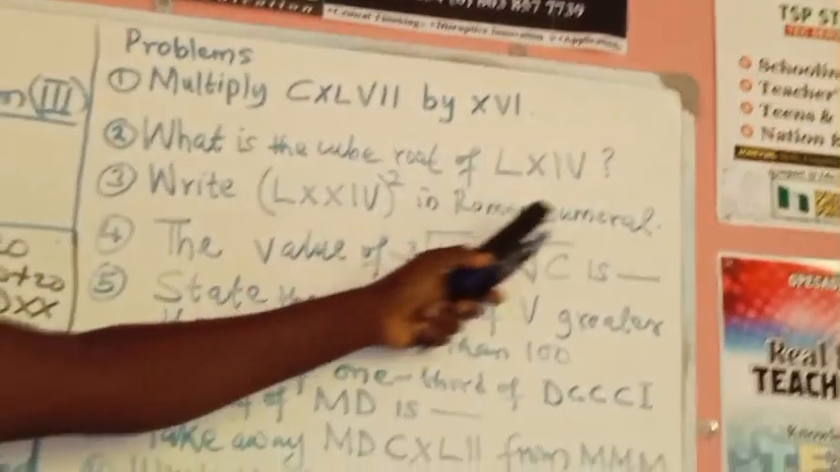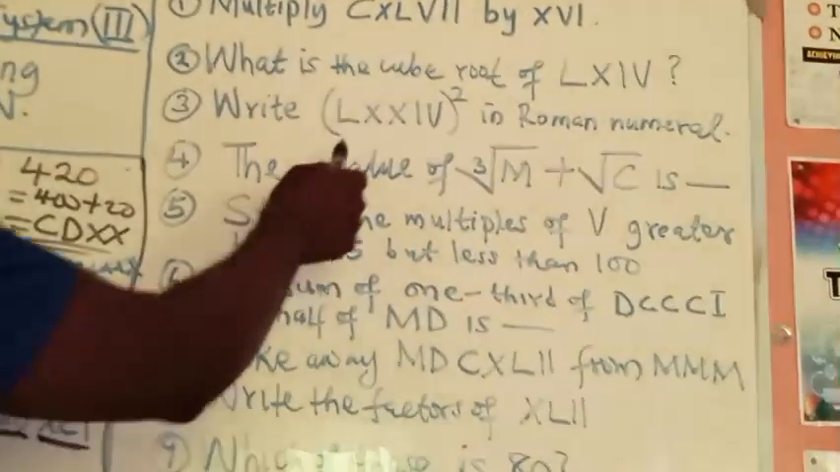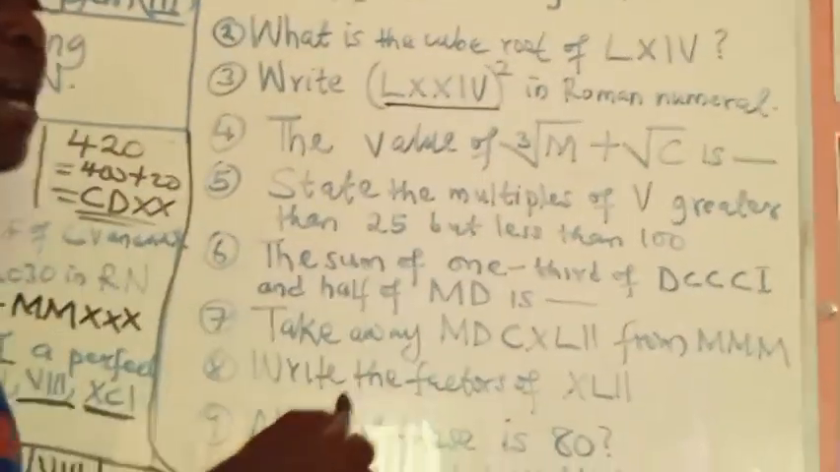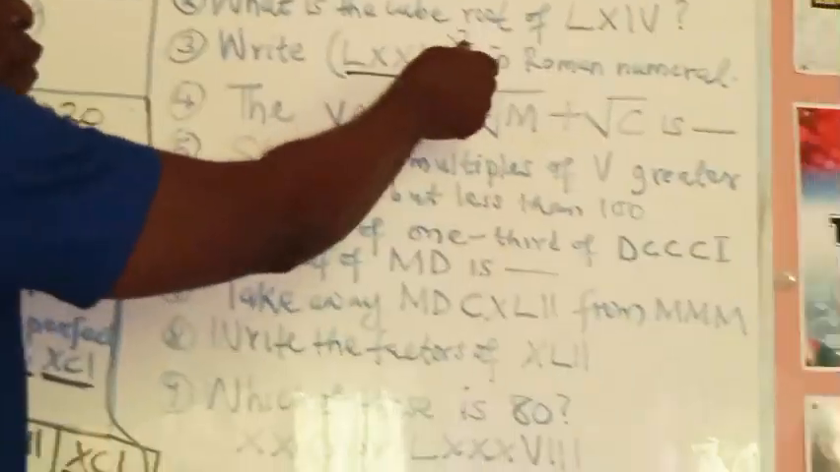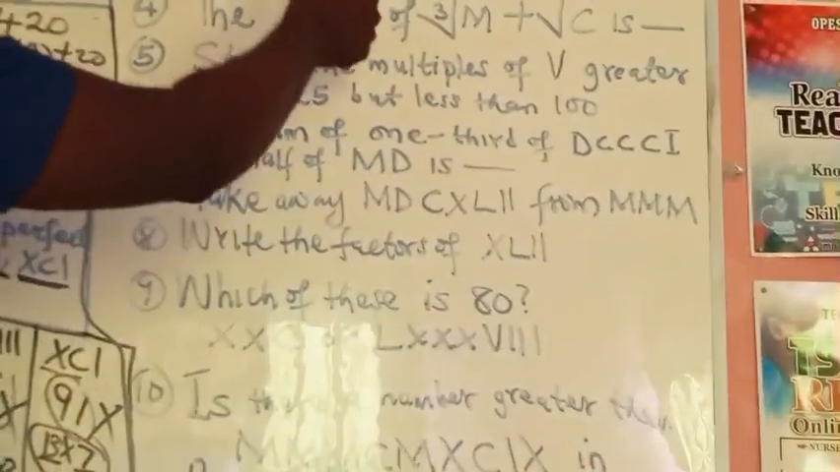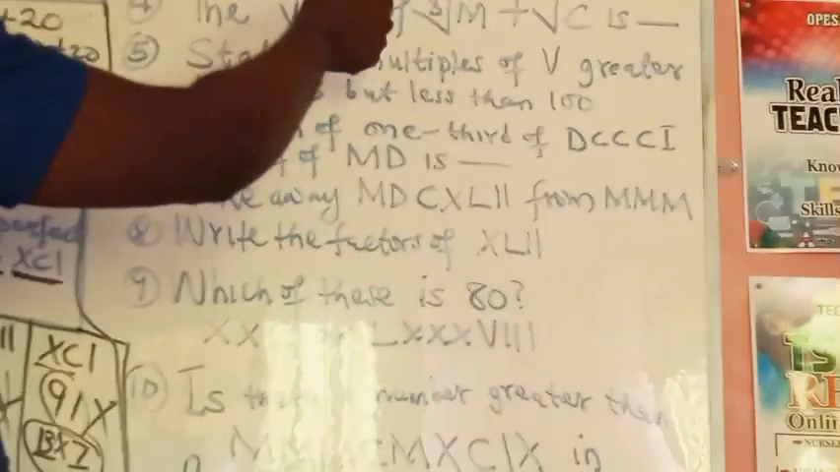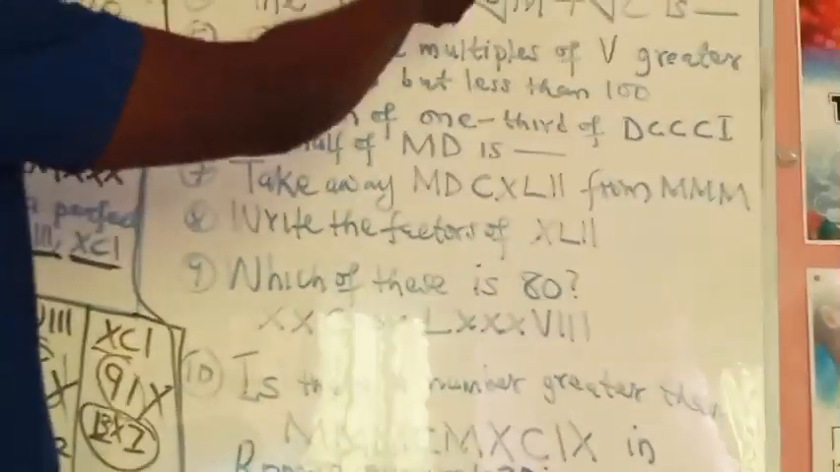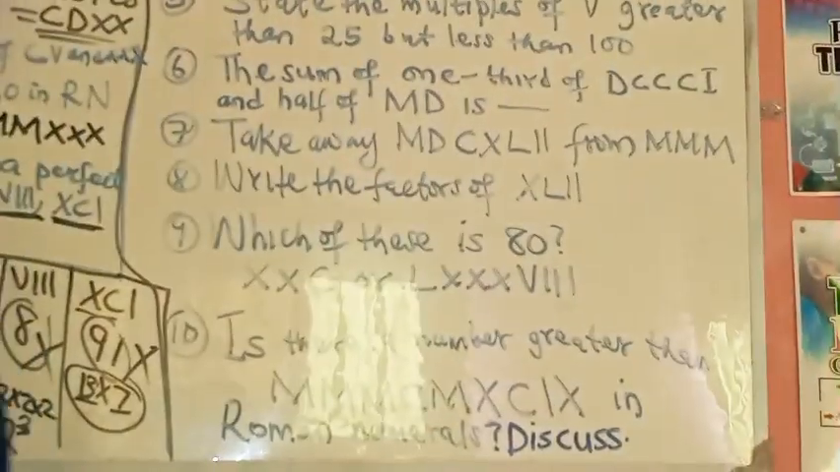Then write this in Roman numerals. What do you do here? You convert this to Hindu-Arabic. This is the power of 2. That means repeat the number by itself and multiply. Let's say what you have, I'm just giving an example. Let's say it is 7. That would be 7 times 7. You now convert back to Roman numerals.